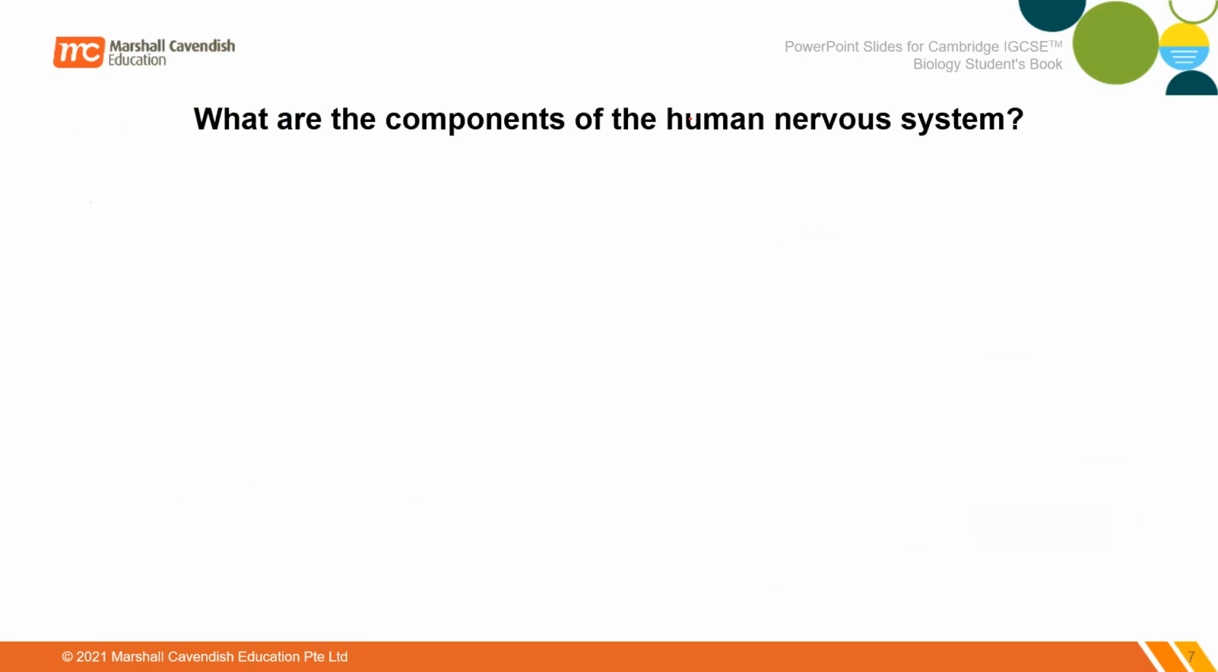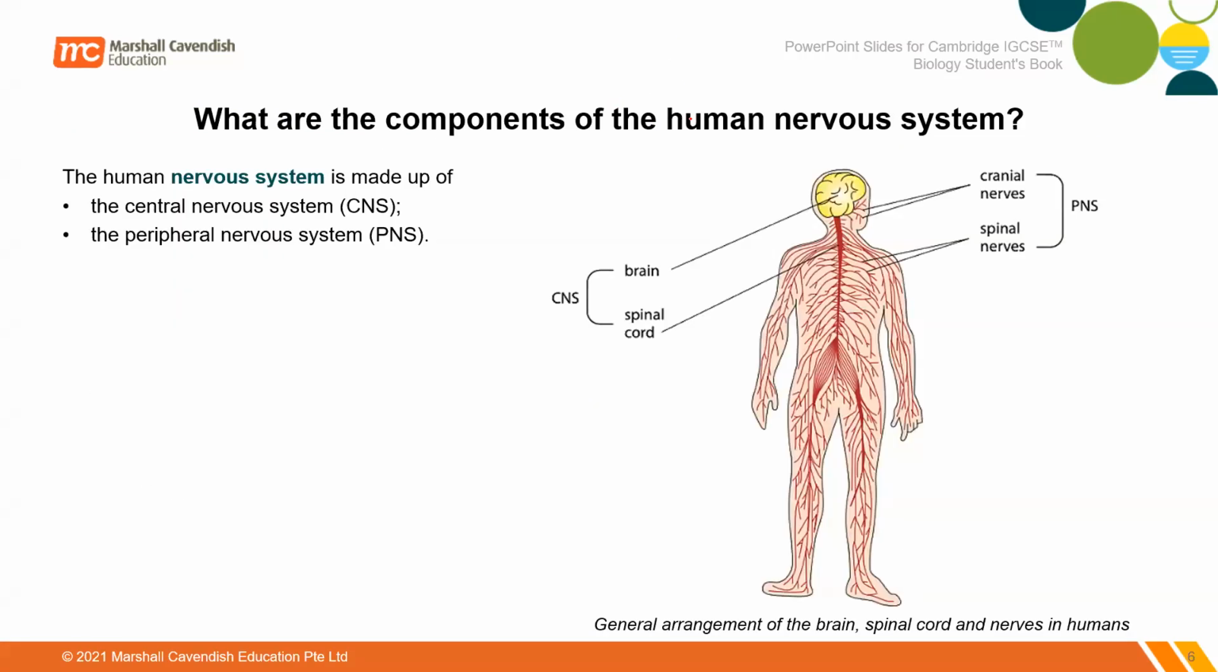What are the components of the human nervous system? The human nervous system is made up of two main parts, the central one and the peripheral one. We will not talk about the peripheral nervous system.